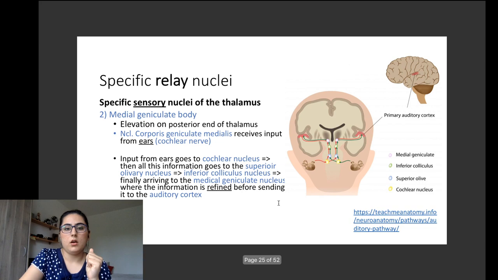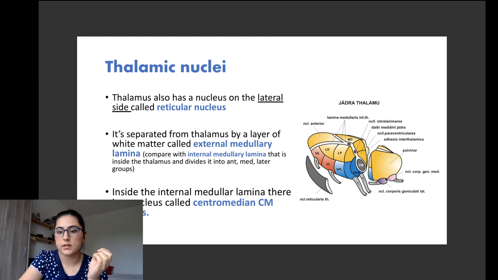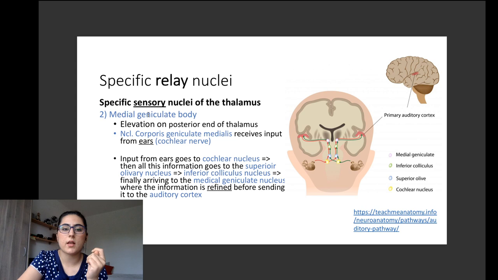Alright, so the next one. We spoke about the lateral genicular body, and now we've got a medial genicular body, right? So if you remember my gross anatomy, we spoke about this guy. Now we're going to talk about this guy. Functional classification: the medial genicular body, which we said is a type of specific sensory nucleus of my thalamus, is responsible for hearing.